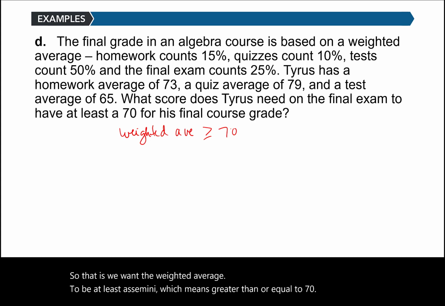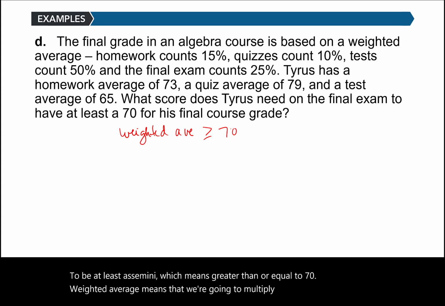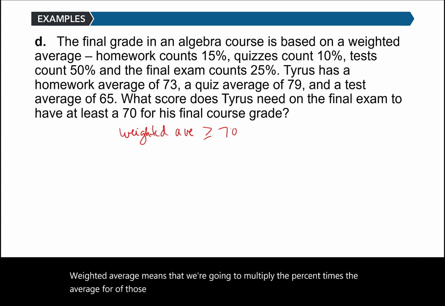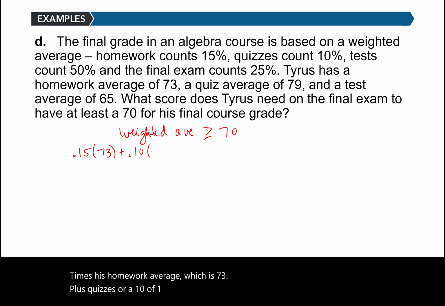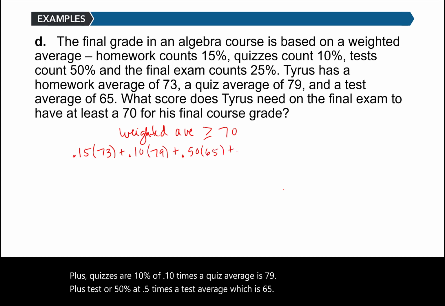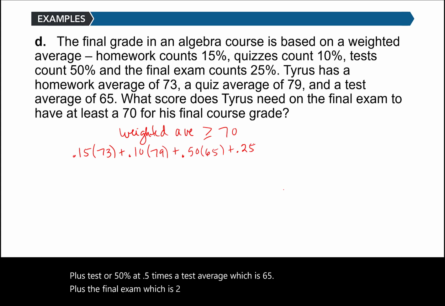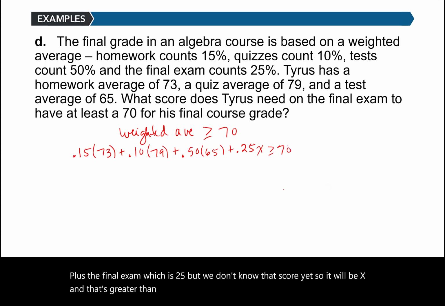The weighted average means that we multiply the percent times the average for each of those categories and add them up. Homework is 0.15 times his homework average, which is 73, plus quizzes are 10%, so 0.10 times a quiz average of 79, plus tests are 50%, so 0.50 times the test average, which is 65, plus the final exam, which is 0.25 but we don't know that score yet, so it will be x, and that's greater than or equal to 70.